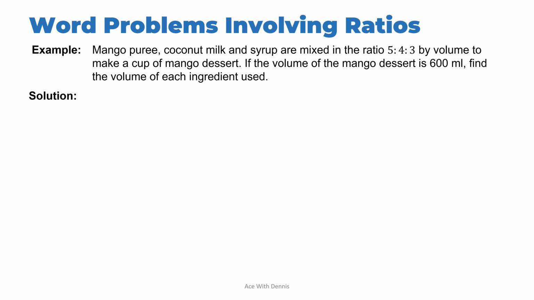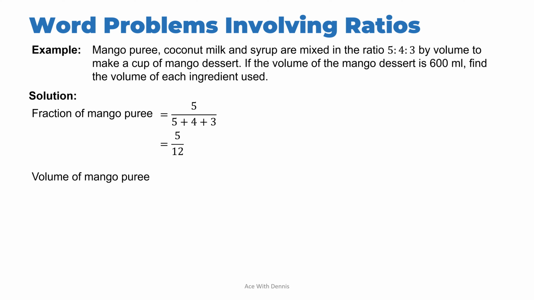Here is a solution. The fraction of mango puree equals 5 over 5 plus 4 plus 3, which is 5 over 12. To find the volume of mango puree, it equals 5 over 12 times 600, because this mango dessert is 600 ml, and we get 250 ml.